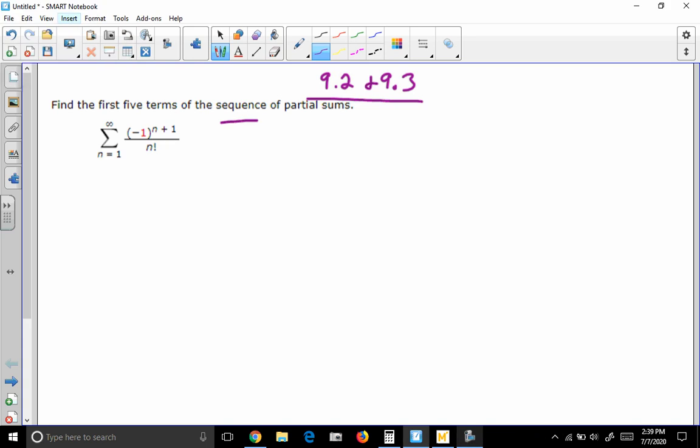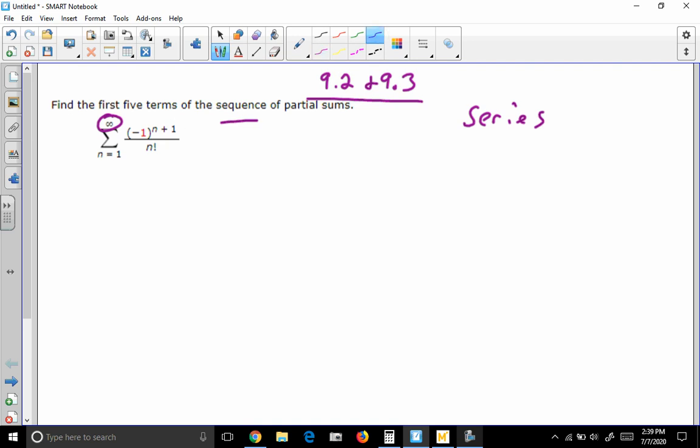So we'll work some problems out of section 9.2 and 9.3. In 9.1 we dealt with sequences. Now we're going to be looking at series, and a series is taking terms of a sequence and adding them all the way to infinity. So this is different than just a regular sum. These sums actually let n go all the way to infinity.